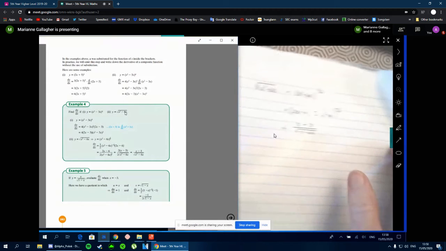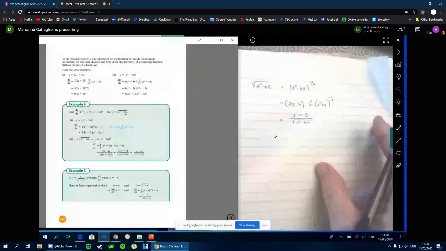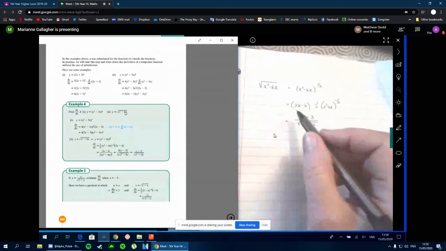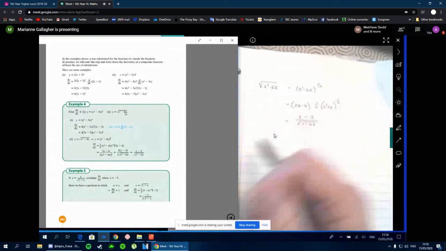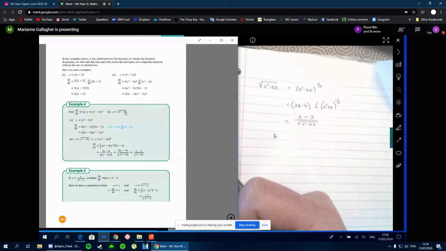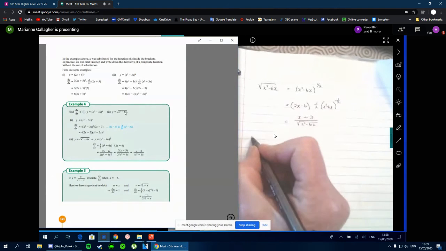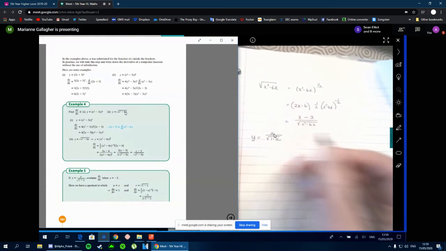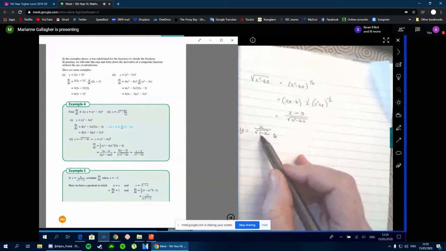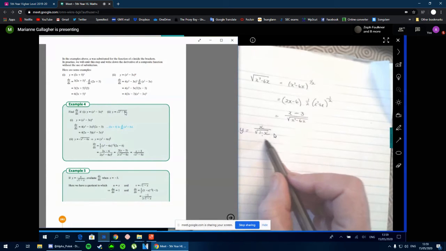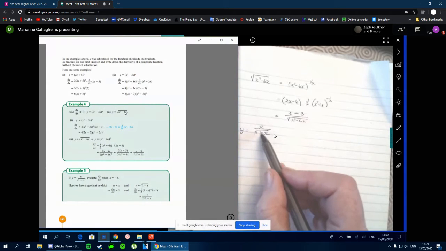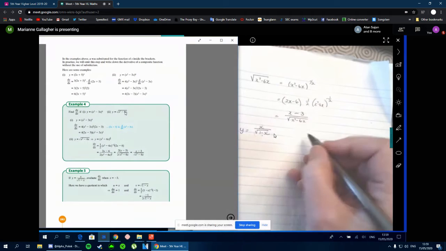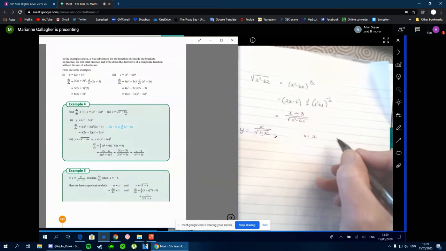And then some of our other questions that we're going to look at are going to be a mix, as I say, of product and chain and quotient rules. So if we look at example 5, you've got x over root 1 minus x. So that's straight away the quotient rule. But for this little bit here, we're going to have the chain rule. Okay? So u is equal to x and v is equal to 1 minus x to the power of a half.